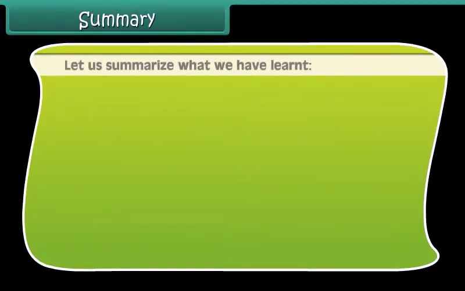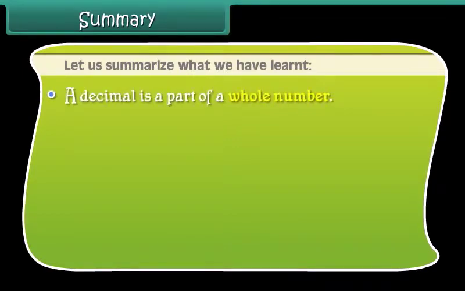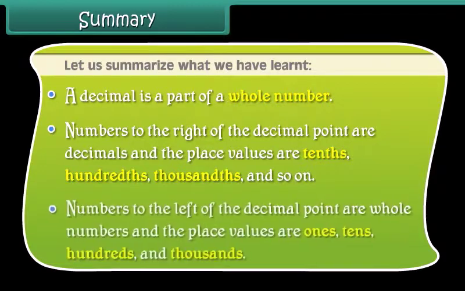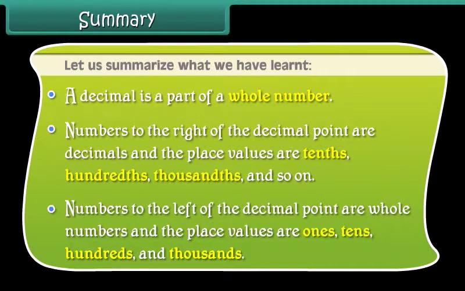Let us summarize what we have learned. A decimal is a part of a whole number. Numbers to the right of the decimal point are decimals, and the place values are tenths, hundredths, thousandths, and so on. Numbers to the left of the decimal point are whole numbers, and the place values are ones, tens, hundreds, and thousands.